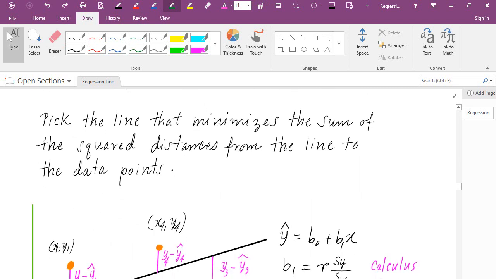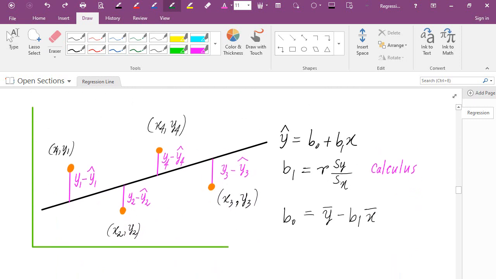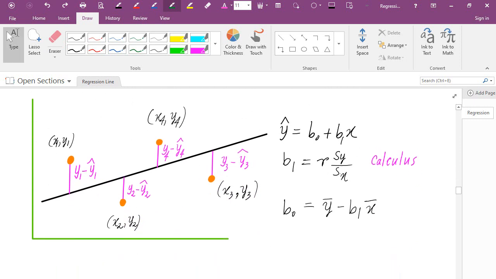And so we want to pick the line that minimizes the sum of the squared distances from the line to the data points. Now, this problem can be solved by using calculus, and as a result, I won't be going over the details here, but let's just say that applying the magic of calculus, we obtain the following formulas for b0 and b1 that determine the equation of the trend line.